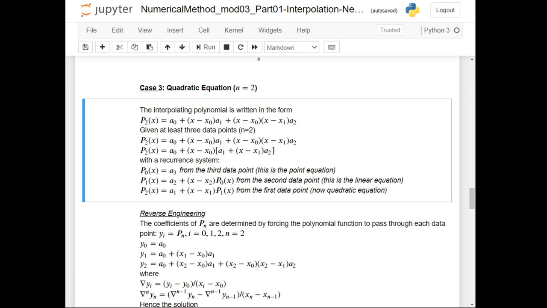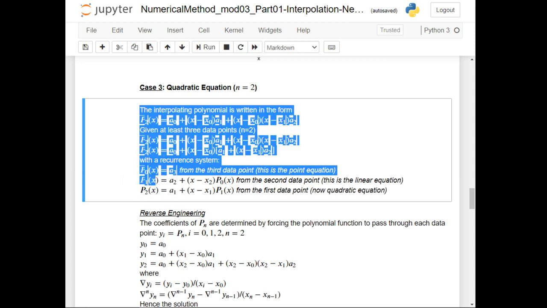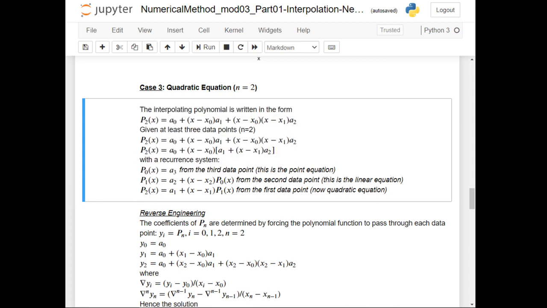If you notice the recurrent system, we have A3, which is the point equation, P1, the linear equation, and if we add another P, then we will have the quadratic equation. If we add more, then it will be a higher degree polynomial equation. But we try to understand the quadratic equation first.